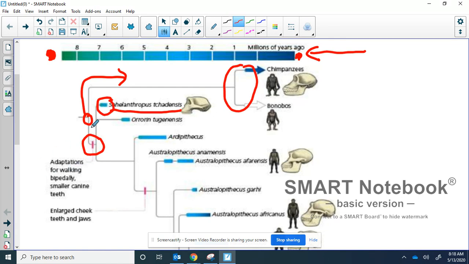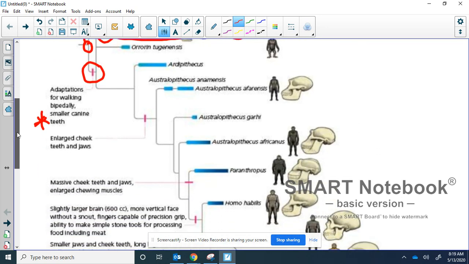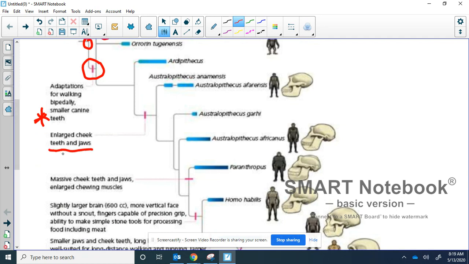So for example, when we branched off from the not-chimp, not-bonobo ancestor, we started to get adaptations for walking bipedally, and our canine teeth started to get a lot smaller. As you go on, you're going to see different branches, and these created different hominoid ancestors. One thing that's interesting to see is that as our canines got smaller, our cheek teeth and jaws got bigger. That means our molars got a lot bigger. And that's probably because our diet changed. We probably started eating a lot of nuts, things that we needed to use our bigger teeth, our bigger molars to crack and grind. So a lot of nuts, a lot of grains.